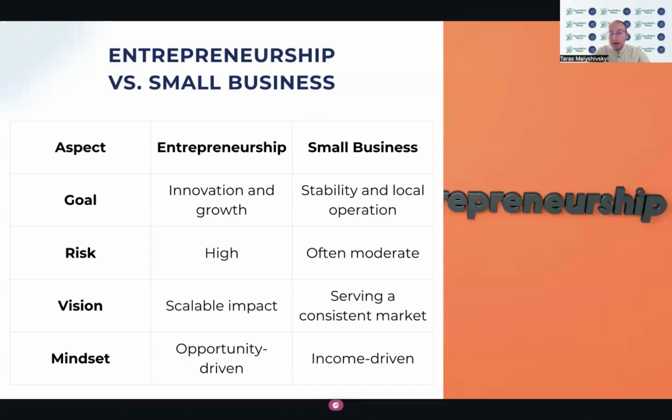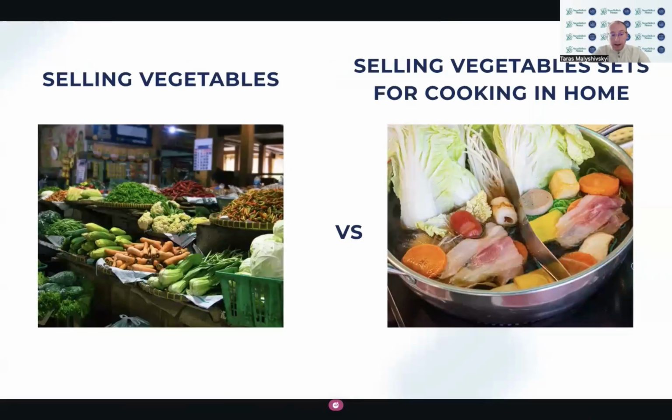A simple example illustrates the difference. Selling vegetables is a small business. The market is local, the products are seasonal but predictable, and success depends mainly on freshness and price. Selling ready-to-cook vegetable kits for international recipes, however, can be entrepreneurship. It requires a mission, for example, to make world cuisines easily accessible at home. This approach involves risks, shorter shelf life, more complex logistics, constant innovation, packaging, recipes, customer segmentation, and a scalable business model.